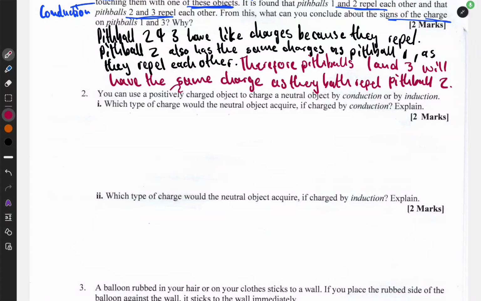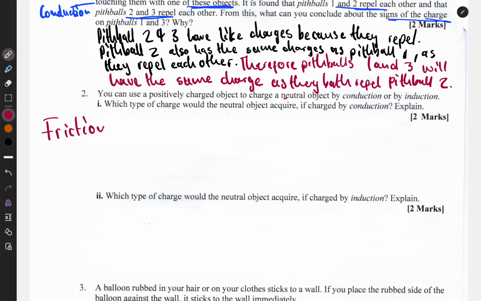What question 2 says is that you can use a positively charged object to charge a neutral one. Remember we say that there are 3 ways to charge. I want you to master this. This is not even complicated. There are 2 things, right? Remember, there are 3 ways to charge.